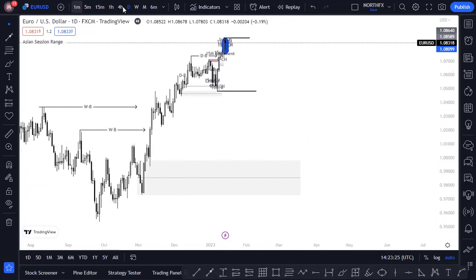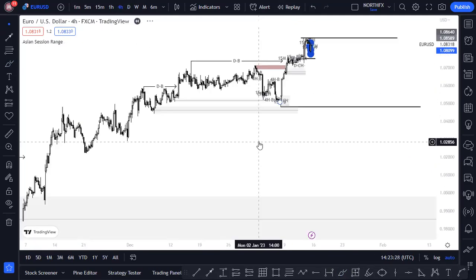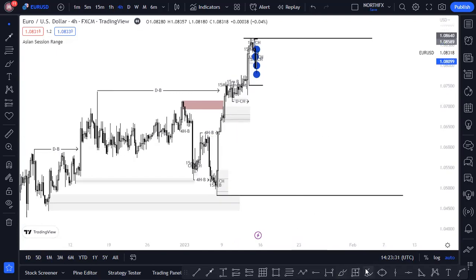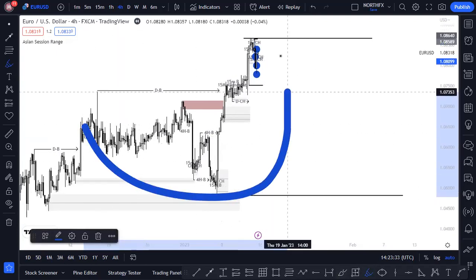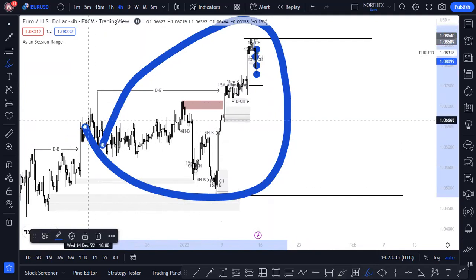So what I want you guys to focus your attention on right now is this bit of price action that we have right here.